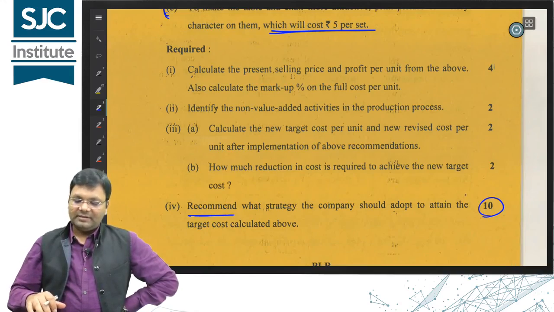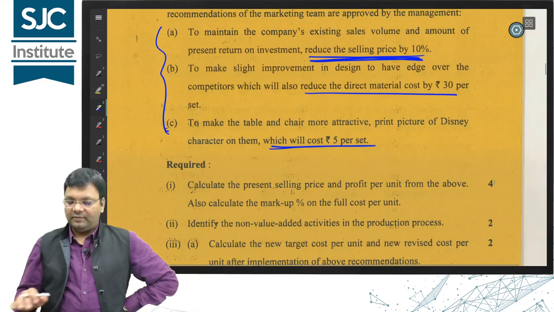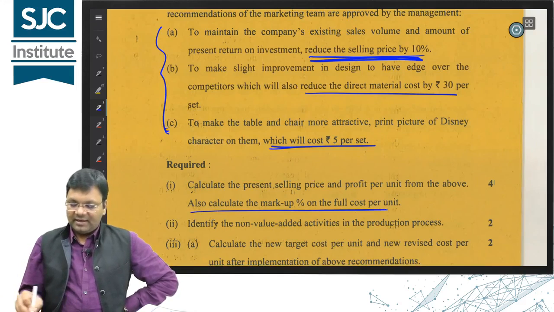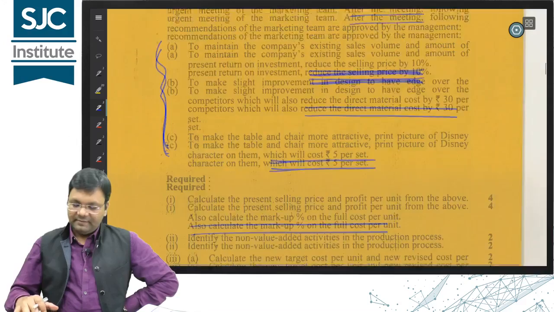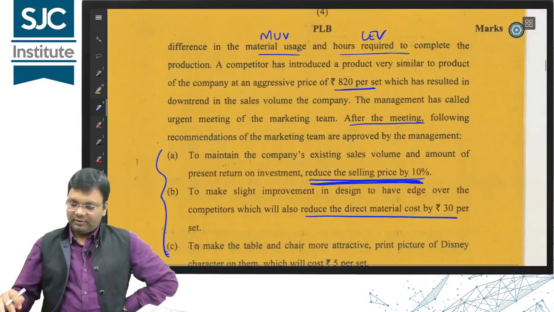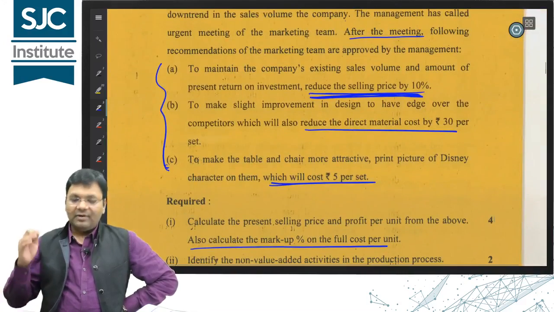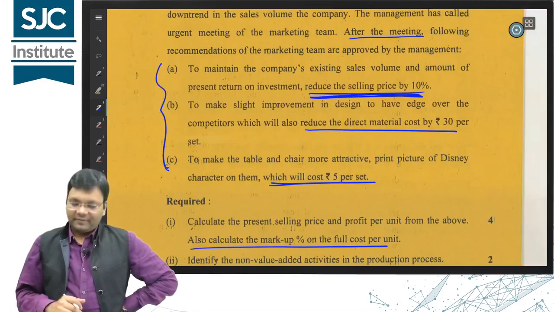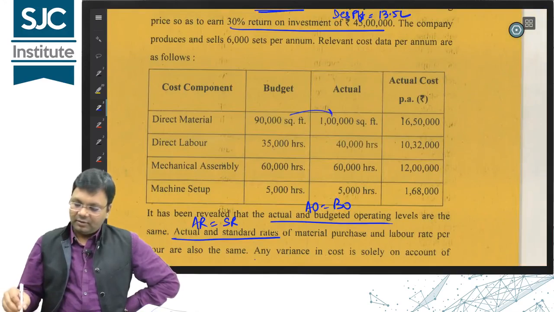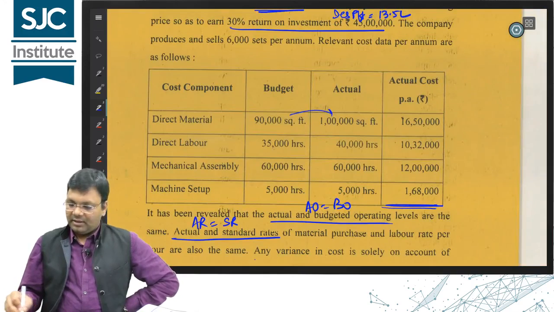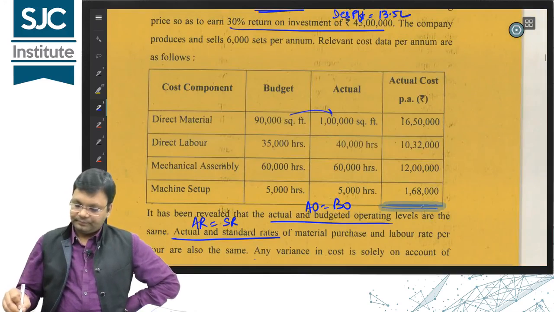So calculate the present selling price and profit per unit from the above. So first working is that, and also a new thing that has been added is a simple thing, markup percent on full cost per unit. So you can very easily do present selling price and profit per unit. So in our working it was cost and profit, here selling price and profit. So let us find out total cost from here. Add up and tell me the answer.